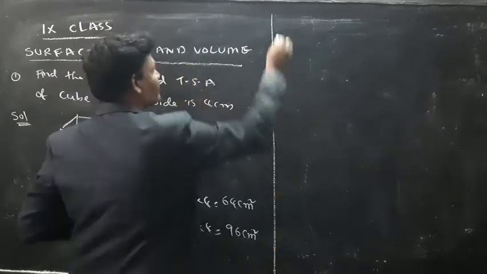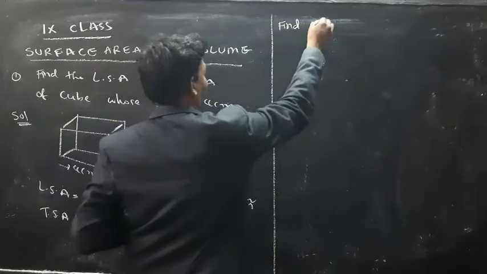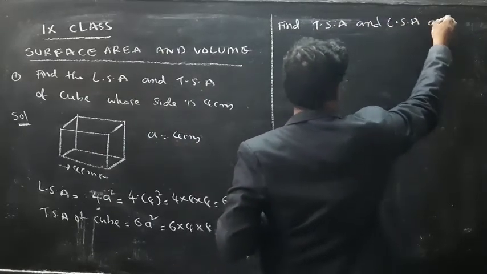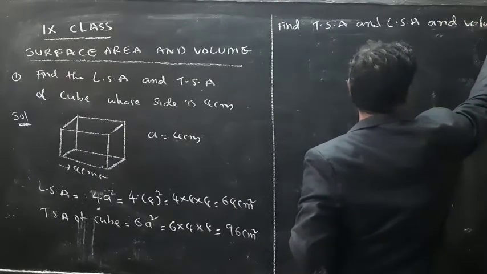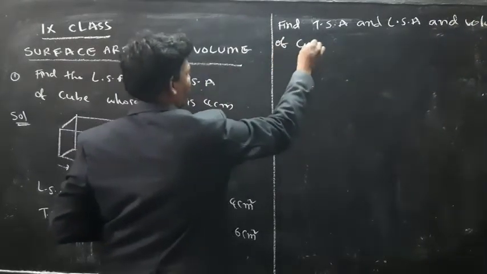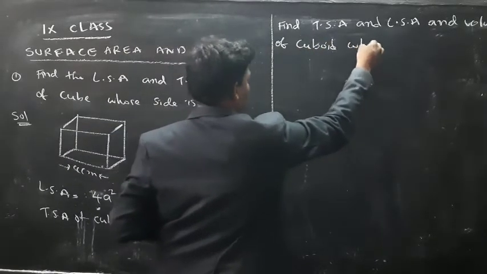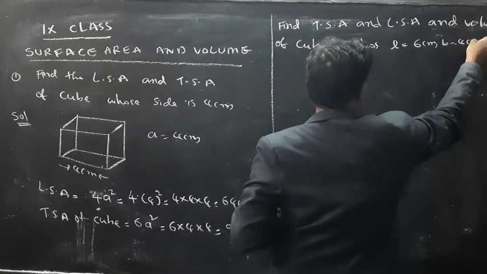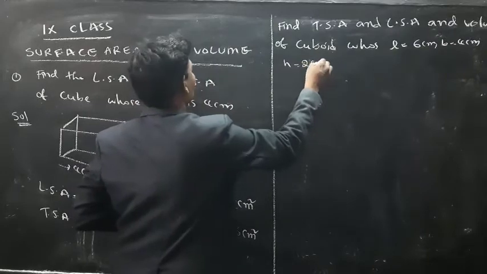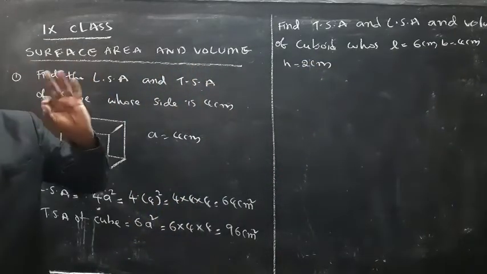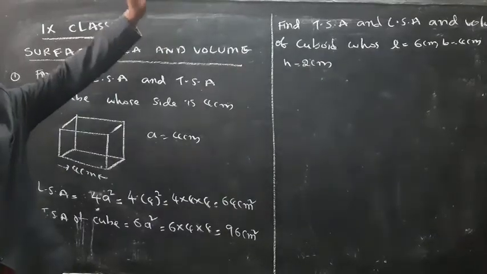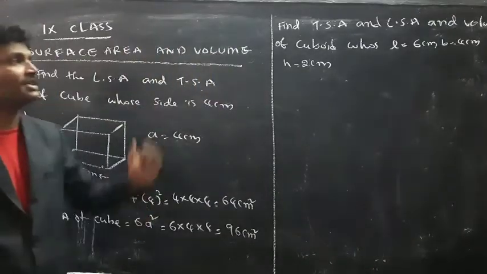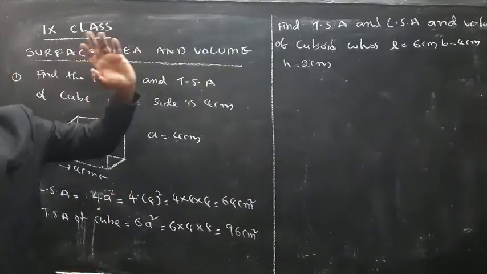Then after that, find TSA and LSA and the volume of a cuboid whose length is equal to 6 centimeters, breadth is equal to 4 centimeters and height is equal to 2 centimeters. Here, what is the second question? Find TSA and LSA and volume of cuboid whose length is equal to 6 centimeters, breadth is equal to 4 centimeters, height is equal to 2 centimeters.